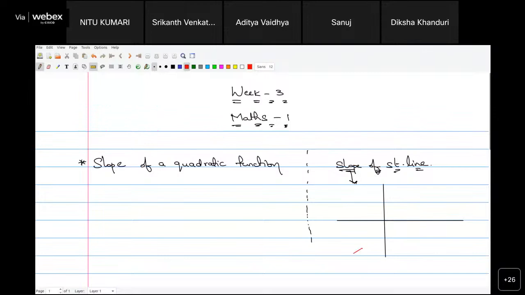Let's suppose I have a straight line like this. Rise by run. That is actually the change in x. If I change something in x, how much change will happen in terms of y? Yes, the ratio of change in y with respect to change in x. So that is what it is.